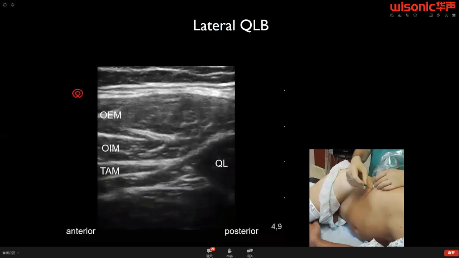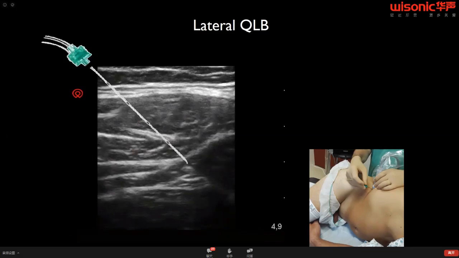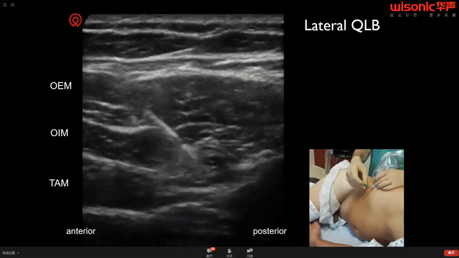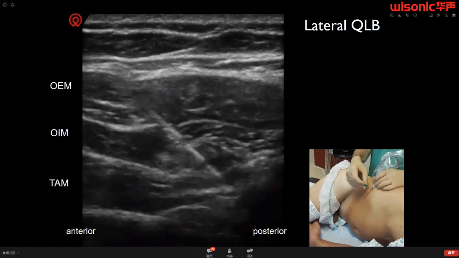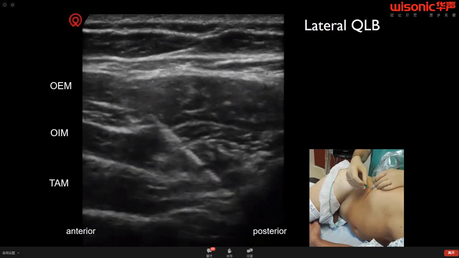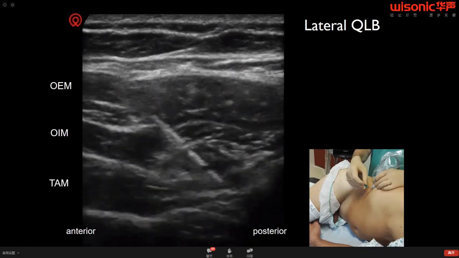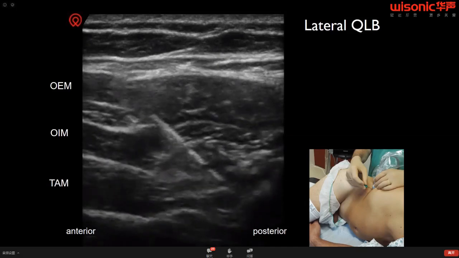Here, for the lateral QLB block, you identify the three muscle layers, external, internal, and transverse abdominis muscle, and the quadratus lumborum, and the needle is advanced anterolateral. You can see here in front of the quadratus lumborum, the tip of the needle is placed, and the local anesthetic is injected.